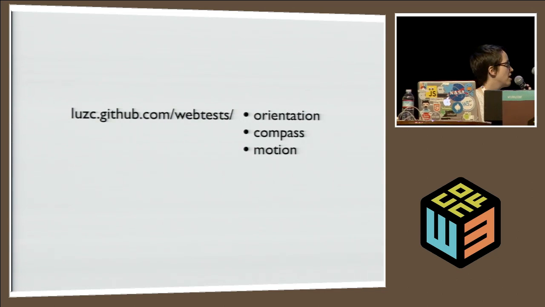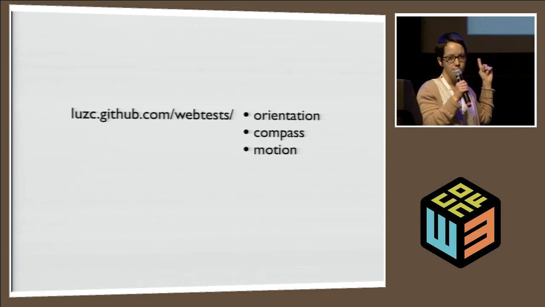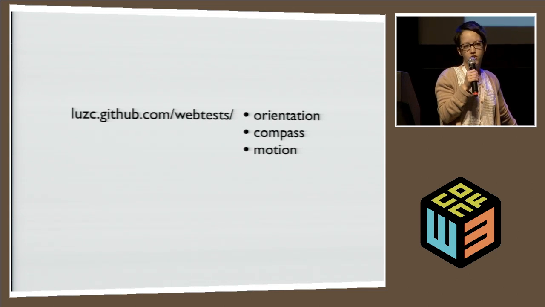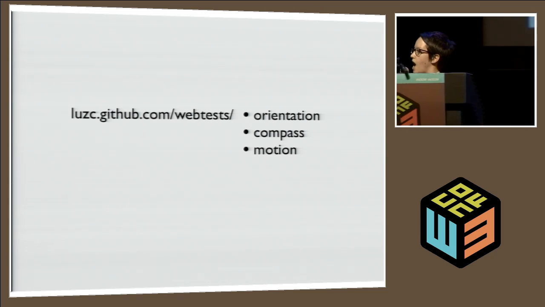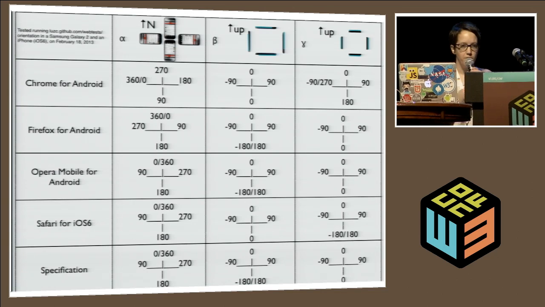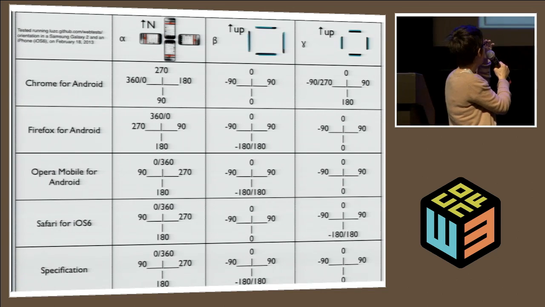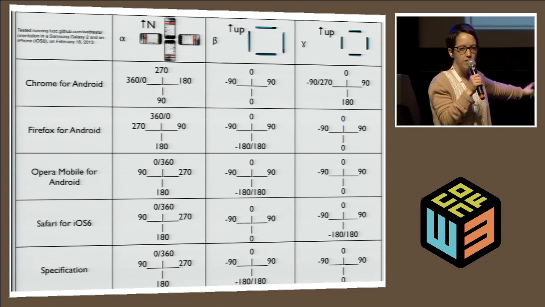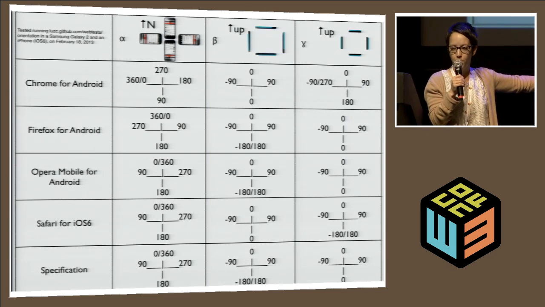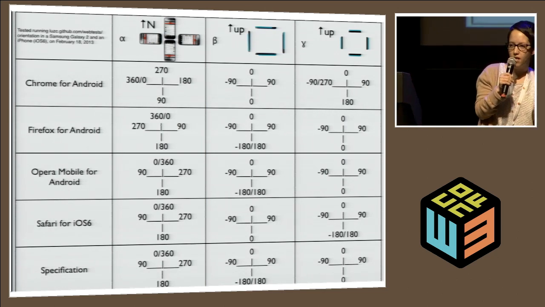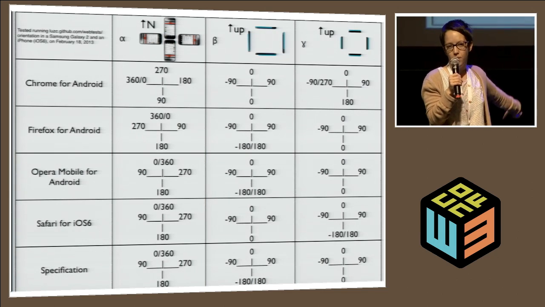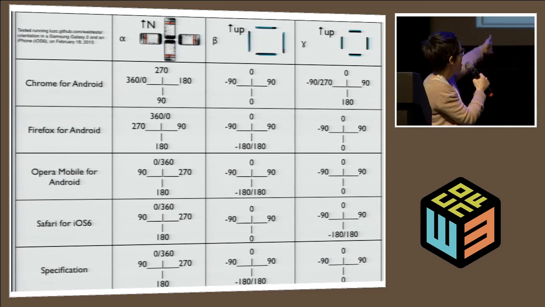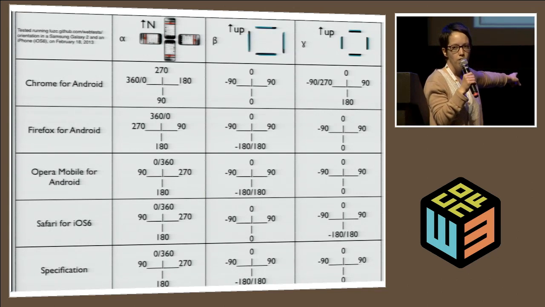So I made a couple of tests that you can find at luzc.github.com/webtests, with orientation, compass, and motion tests for each of the different events. I ran those tests in Chrome, Firefox, Opera Mobile, and Safari, and then I looked at the spec, which is the bottom row. What I found was that although this was supported everywhere except Windows 8, the fact was that, look at the first column, look at the bottom row, that's what the spec says.